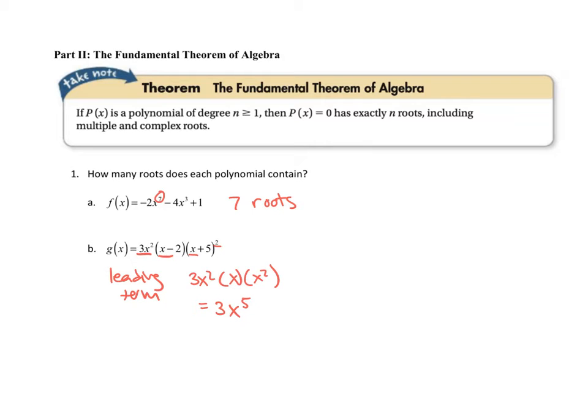Also, the multiplicities of the factors for g of x are 2, 1, and 2, and those also add up to 5. So that means this polynomial, which is degree 5, has 5 roots.